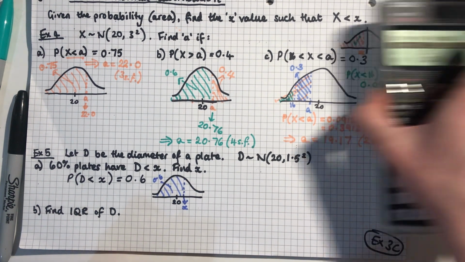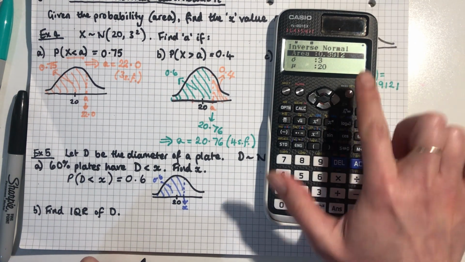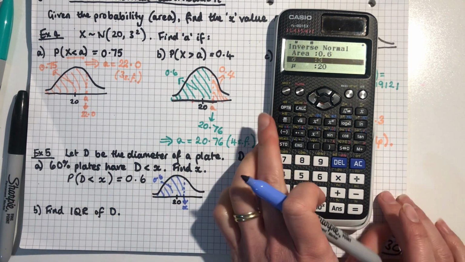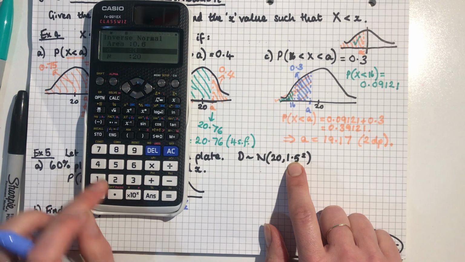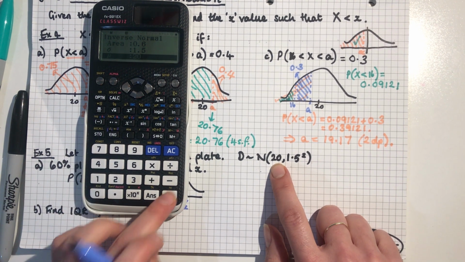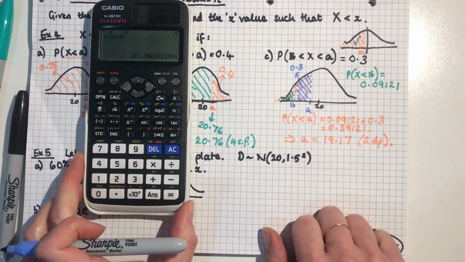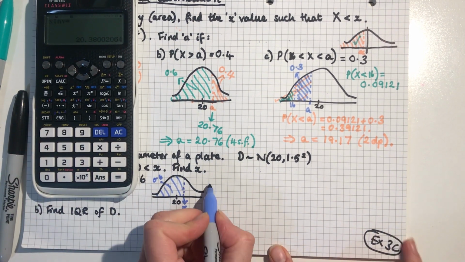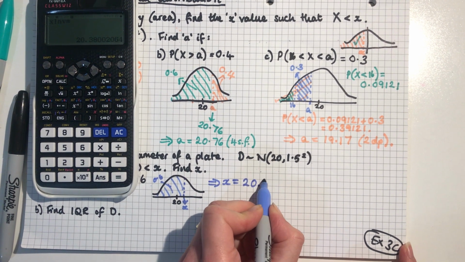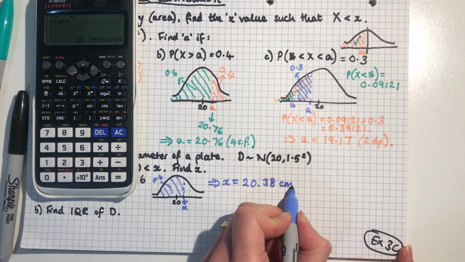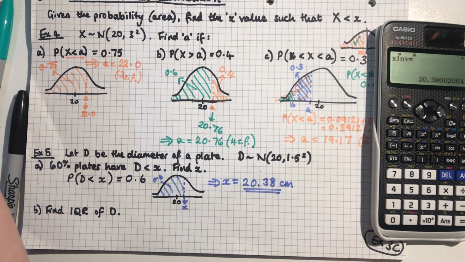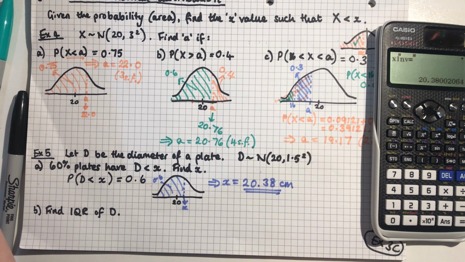So we can go straight to our inverse normal. The area is 0.6, sigma is 1.5, and mu is 20. So that gives me a value of x of 20.38 centimetres. And let's keep the units on there. If we're given something in context, let's give our answer in the right context as well.